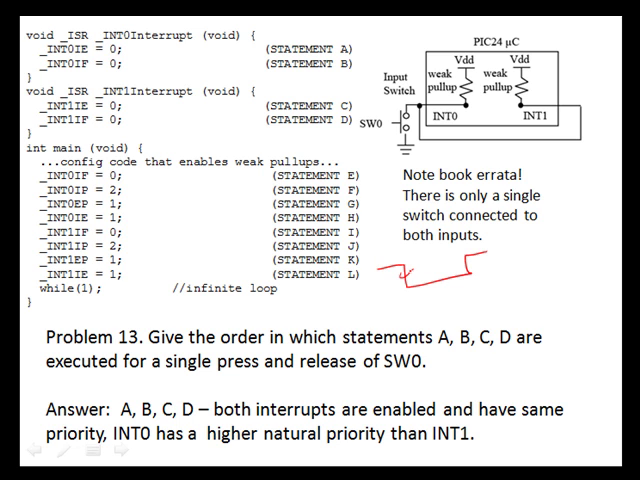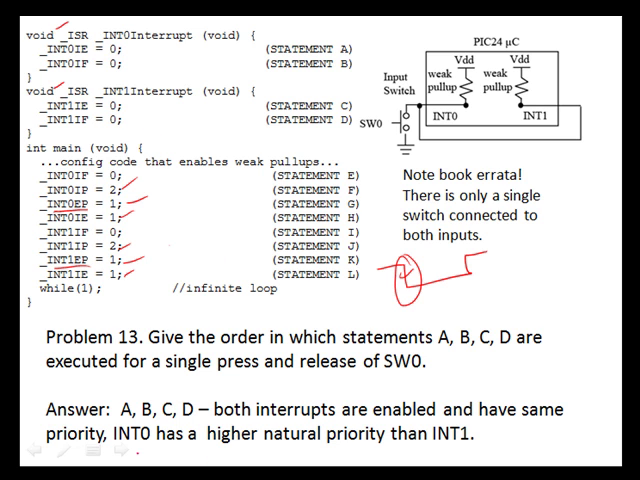So on the press of the switch, you're going to generate a falling edge. For both of these interrupts, the edge polarity is 1, so both of them are configured for falling edge. They both have an interrupt priority of 2, and they are both enabled. So this is going to be the case of a simultaneous interrupt. So which of these ISRs are executed?